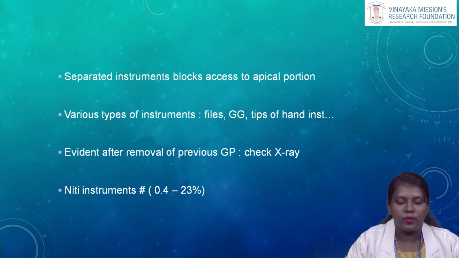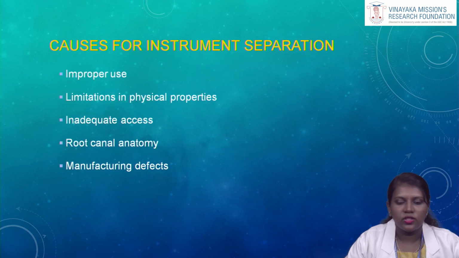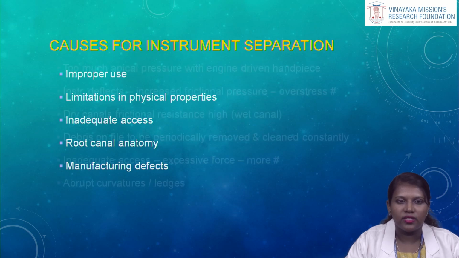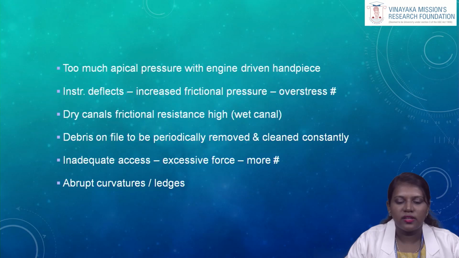It is evident after removal of a previous GP, and we have to check with the next ray. Instrument fracture incidence is in the range of 0.4 to 23%. Causes of instrument separation: improper usage, limitation in the physical property, inadequate access, root canal anatomy, manufacturing defects. Too much apical pressure with an engine-driven handpiece, the instrument deflects, and increased frictional pressure causes overstress and leads to fracture. In dry canals, frictional resistance is high.